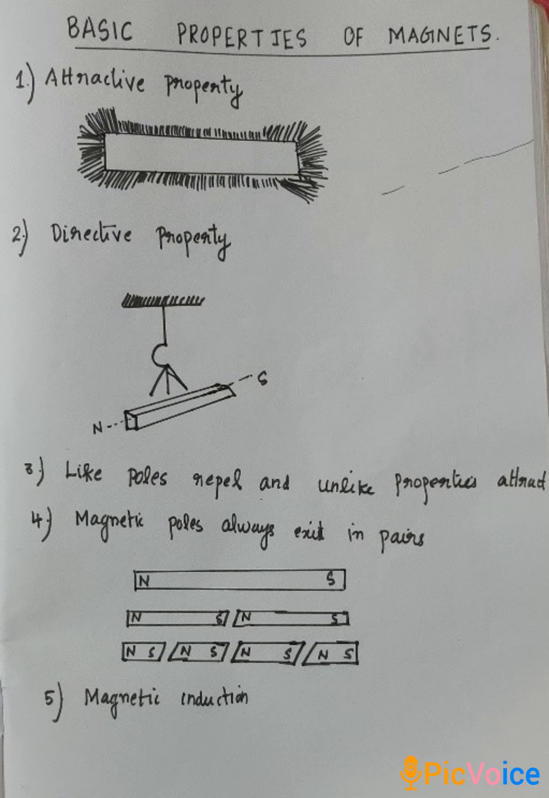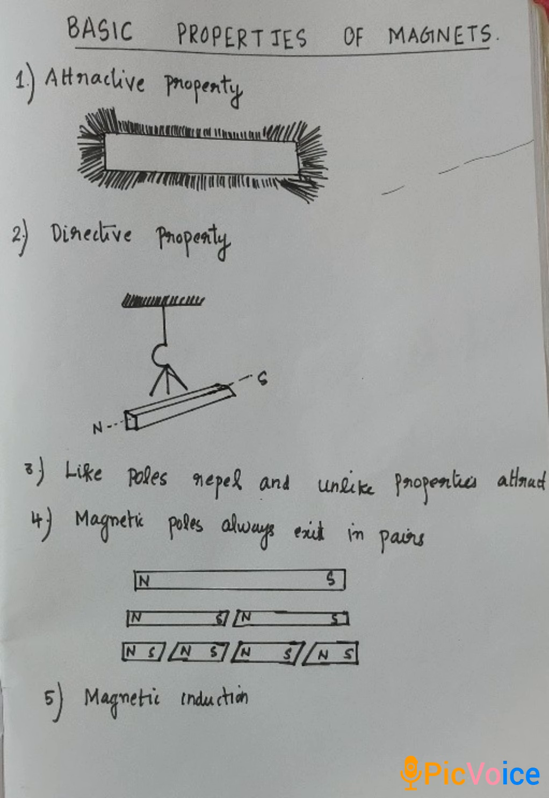These ends where the magnetic attraction is maximum are called poles of the magnet. And we know every magnet has 2 poles. One is the north pole and the other is the south pole. That is the first property.